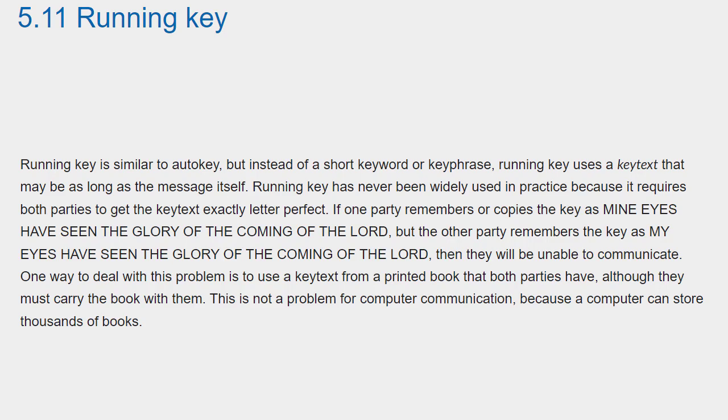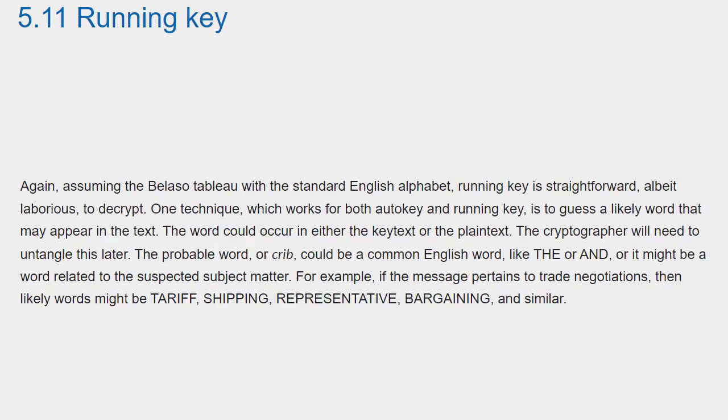One way to deal with this problem is to use a key text from a printed book that both parties have, although they must carry the book with them. This is not a problem for computer communication, because a computer can store thousands of books. Again, assuming the Balasso tableau with the standard English alphabet, running key is straightforward, albeit laborious, to decrypt.